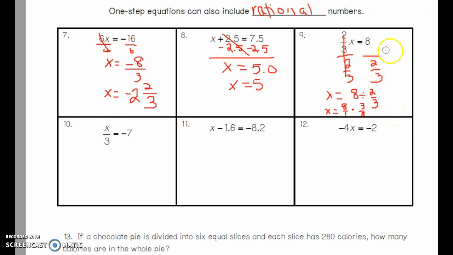Now I want you to think for a second. Could we have, instead of dividing by 2/3 way up here, could we have just multiplied by its reciprocal to begin with? This is the reciprocal here. It's 3/2. So if I multiply straight across, I know that 8 times 3 is 24. 1 times 2 is 2. 24 divided by 2 is 12.